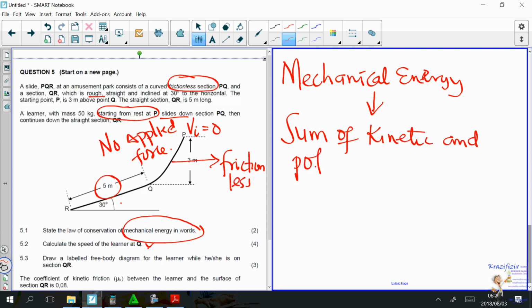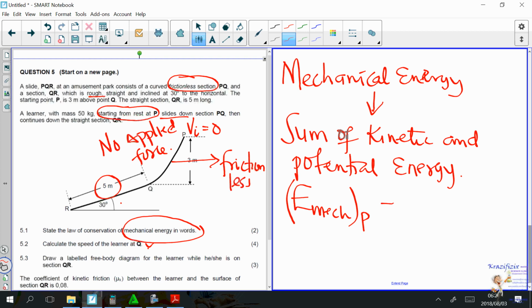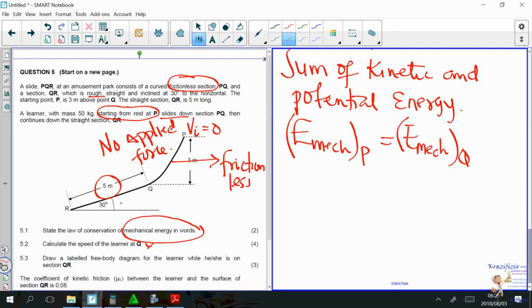Potential energy. It is the sum of kinetic and potential what? Energy. Great. Sum of kinetic and potential energy. So if I'm now saying E mech at point P must be equal to E mech at point Q. Now, this formula is not there on the formula page like this, although I'll show you how you can quickly get to this.